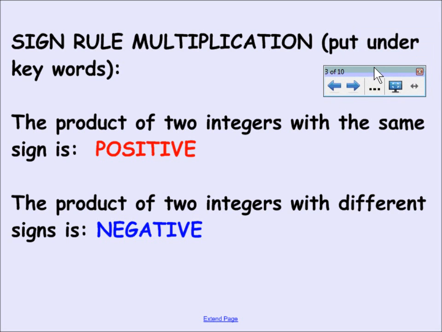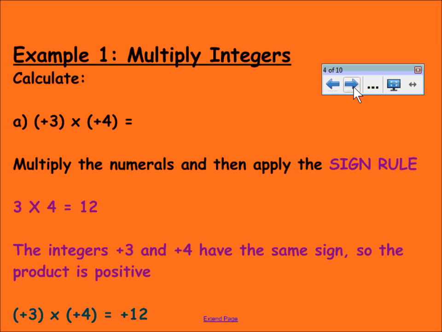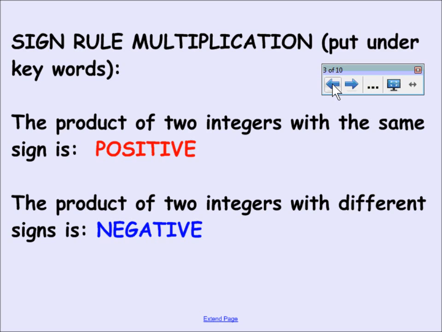The sign rule for multiplication, which you can put under your keywords if you're making notes at home. The product of 2 integers with the same sign is positive. If there are 2 integers and they are different signs, the answer is always negative. And that of course applies to a 2-digit or a 1-step 3 times 3 kind of multiplication.